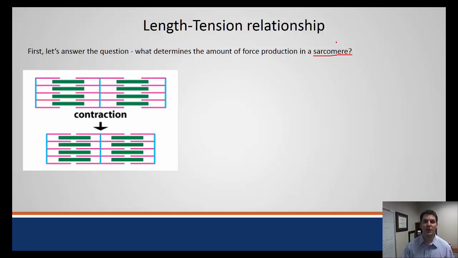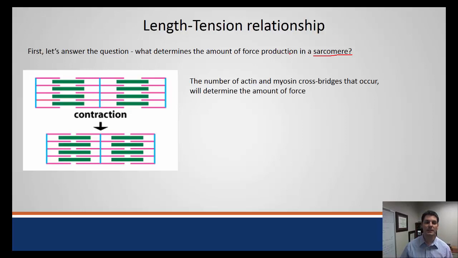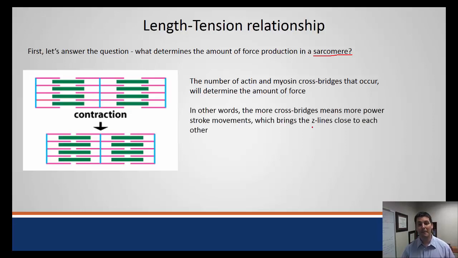As we've learned, what determines how much force that sarcomere produces is this statement right here. The number of actin and myosin cross bridges that can occur will ultimately determine the amount of force. So more actin and myosin cross bridges formed, more force. Less formed, less force. In other words, cross bridges mean more power strokes. More power strokes means that both of the Z-lines on the outside of the sarcomere become closer and closer to each other, and the closer those Z-lines are together at the end of a muscle contraction, the more force we ultimately produce.